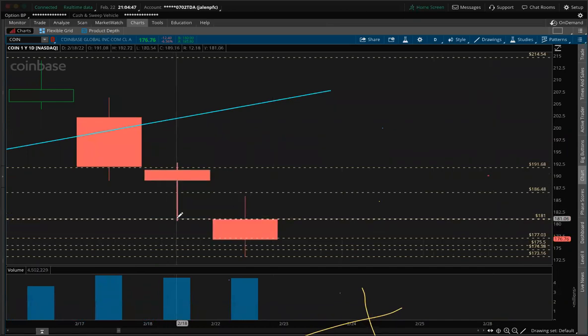It bounced right off of that 181. It's still down. It's still bearish, right? But this is from 181 to 190. This is an $11 move to the upside, right? So yes, it's still in a bear flag, but you missed 100% right there. You know what I'm saying?